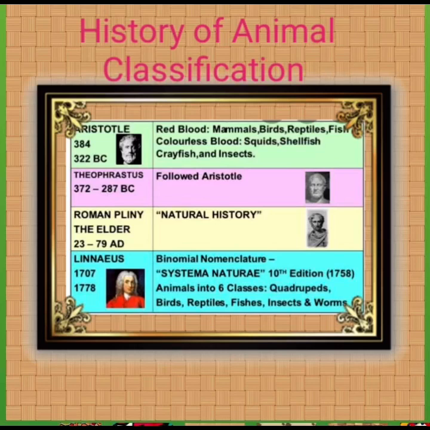Later on, the natural system of classification was followed. It was based on body organization, types of cells, chromosomes, biochemical properties, etc. The natural system of classification was used by Dobzhansky and Mayer.